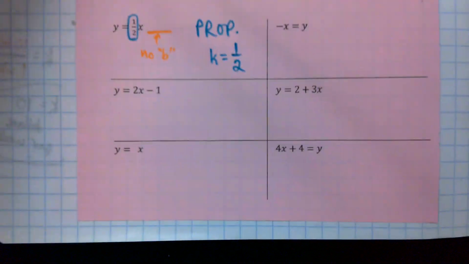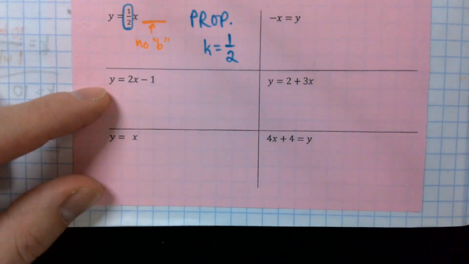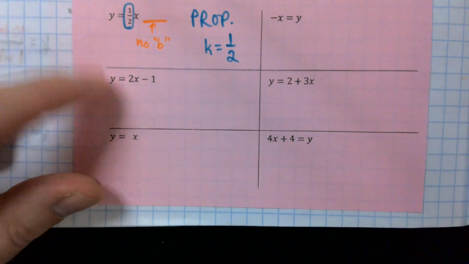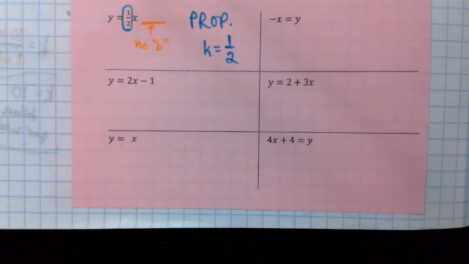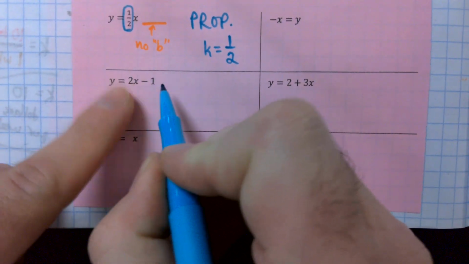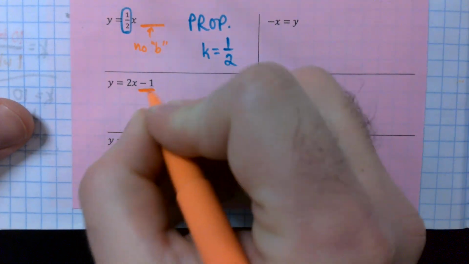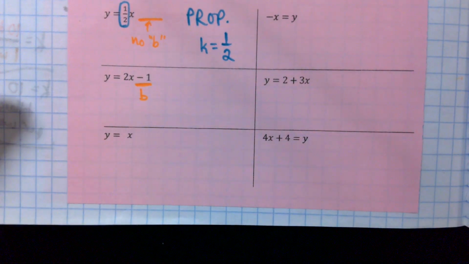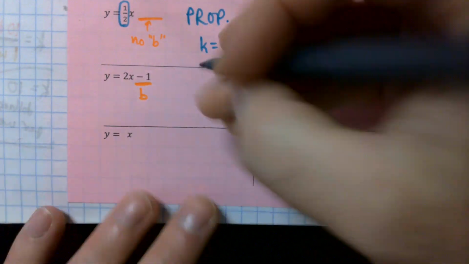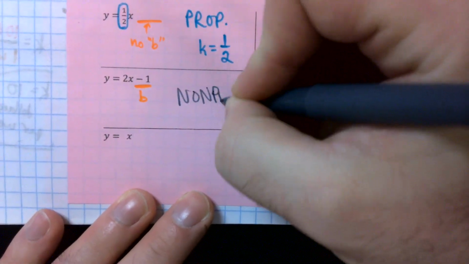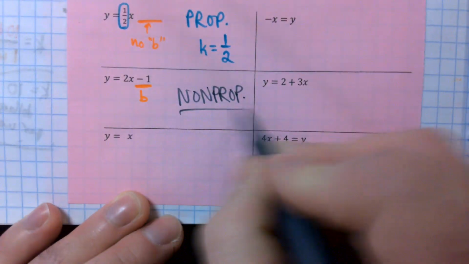Let's go down. This second one, y is equal to 2x minus 1. What do we notice about this equation right away? There's two numbers. There's a minus 1. If I have two numbers, right, two separate numbers, I know that this is not proportional, right? My b value here is -1, which makes this non-proportional. I'm going to just call it non-prop for short.